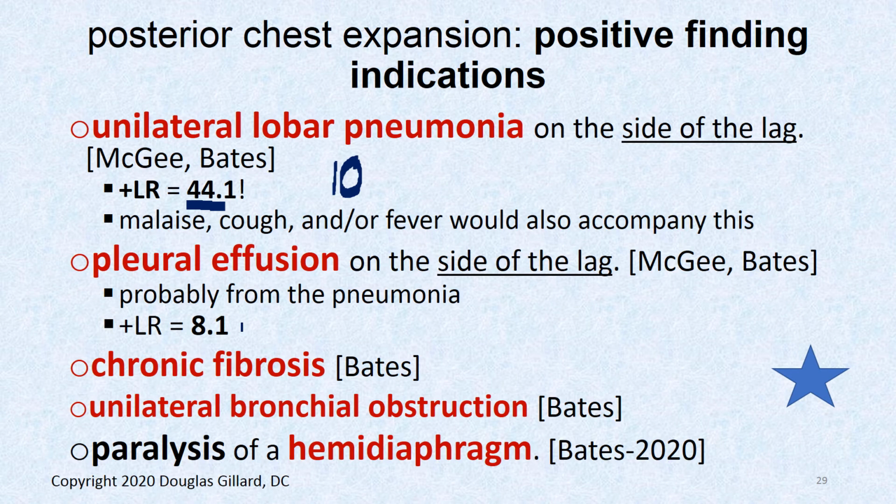Pleural effusion is good, 8.1. Where does the pleural effusion come from? Probably from the pneumonia, which has broken out of the lung and gotten into the pleural cavity. Others, chronic fibrosis, unilateral bronchial obstruction, paralysis of a hemidiaphragm, could be possible as well. But the big ones are here. Remember, pneumonia. So that's our second one for pneumonia, right? We talked about oscillatory sound. We'll talk about that more next week. But the oscillatory sound for that was crackles.